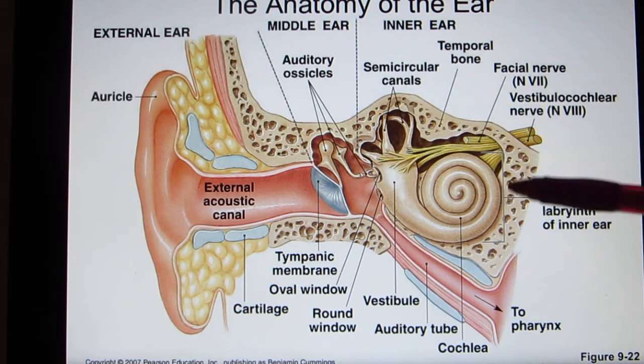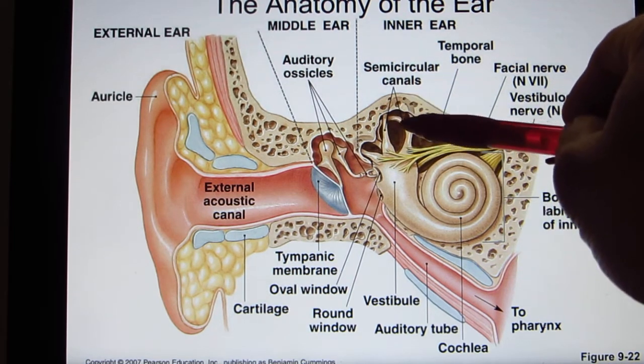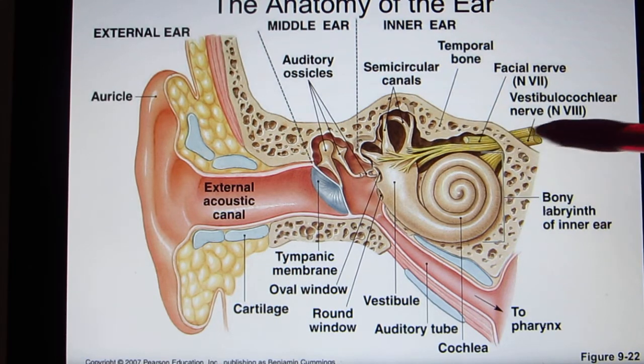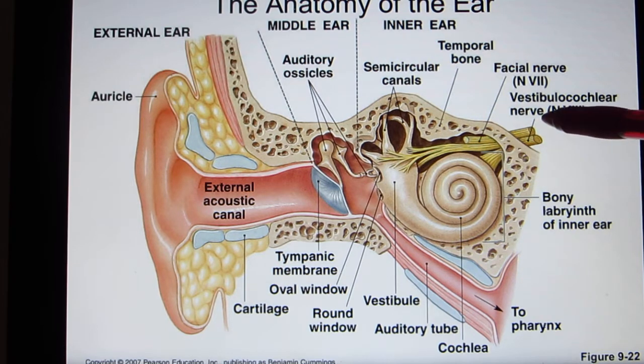And this part is the inner ear, divided into the cochlea and the semicircular canal. That's for balancing, and that's for auditory. And their nerves together, you have the vestibular branch and the cochlear branch. Together it is the vestibulocochlear nerve, cranial nerve number 8.